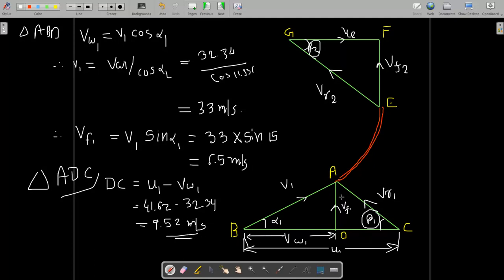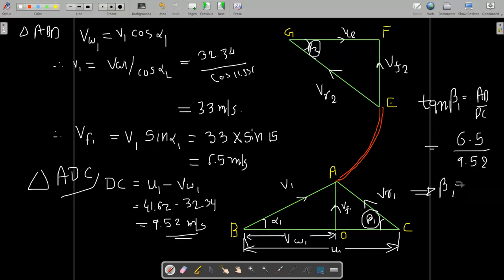So for this beta 1 angle, from triangle ADC, I am writing here tan beta 1 is equal to AD by DC. So AD is what? The VF1 flow velocity at inlet, that is 6.5 meter per second, and DC, that is 9.52, that we have just found out. So when you solve this, you will get beta 1 as an angle 34.32 degree. Okay, so this one angle we have found out, the inlet blade angle.